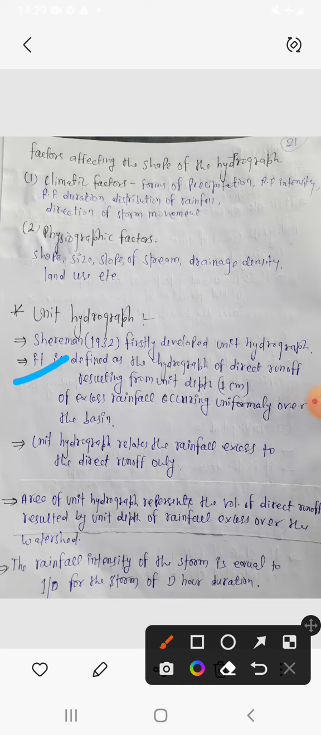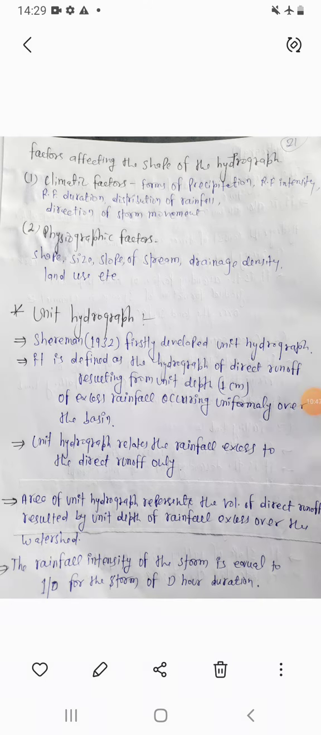resulting from one centimeter depth of excess rainfall occurring uniformly over the basin. This question has been asked many times in exams, so keep in mind. And the unit hydrograph relates the excess rainfall to the direct runoff only.